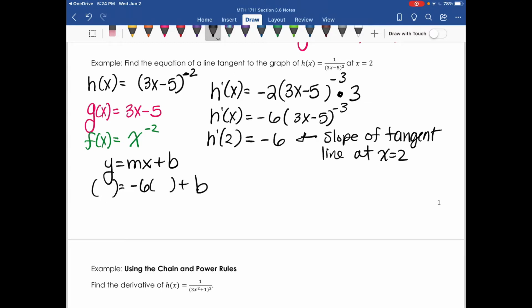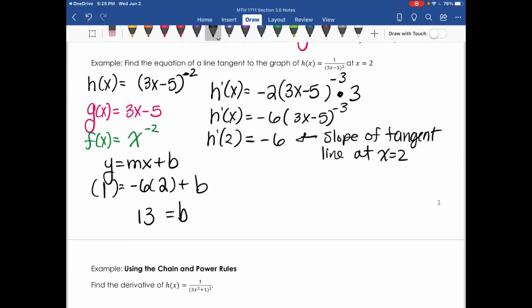So I'm going to plug that negative 6 in for m. Now I got to plug in a point for x and y so that I can figure out what my value of b is. Since I'm looking at the point on the curve x equals 2, I'm going to use 2 for my x. And if I plug 2 back into h of x to find my corresponding y value, I'm going to get 1.